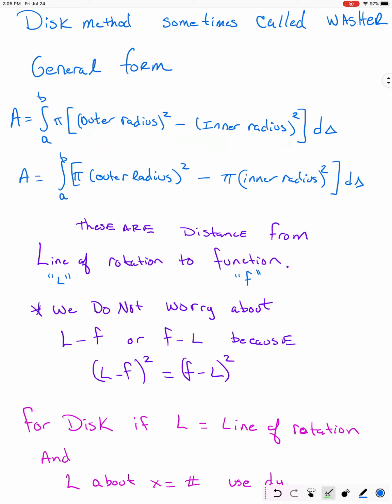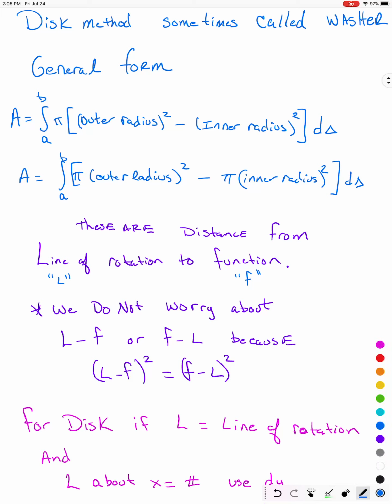And then we have a d-delta, right? So this sort of change in either x or y. And I've written it generically because we don't know whether it's going to be with respect to x or whether it's going to be with respect to y. We have to see the context of the problem to figure that out.